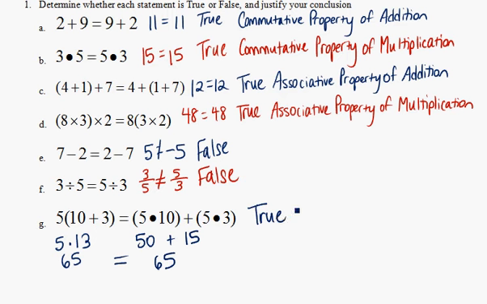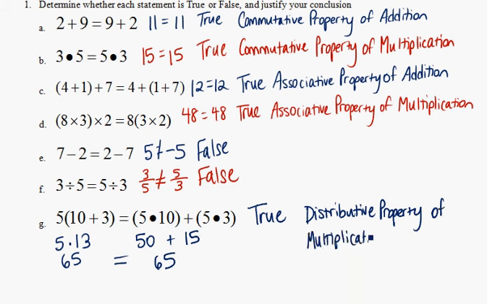This is a demonstration of the distributive property. We're taking the 5 and distributing it to the 10, and that's where the 5 times 10 comes from, plus 5 times 3, which gives us 15. So we're distributing our 5 to the 10, and we're distributing our 5 to the 3, and then we're adding those two products together. This is called the distributive property of multiplication over addition.